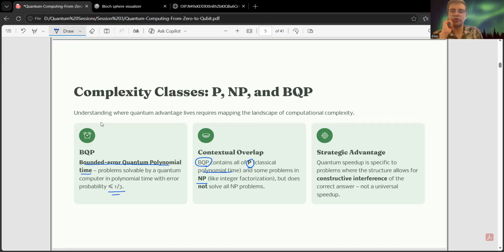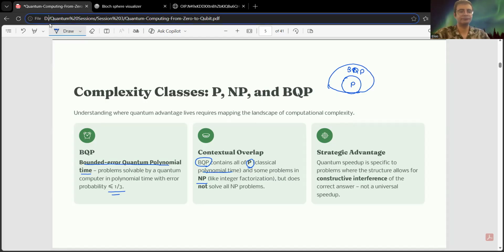So if I wanted to draw it, I would draw here P problems. And here I would have maybe something like that. That is going to be BQP. And some problems of NP are going to be also within the same BQP here, which I showed the previous time, how it looks.